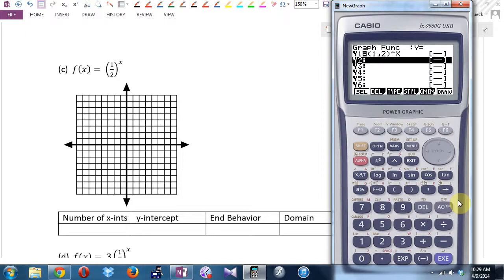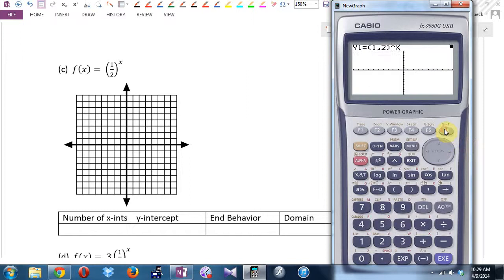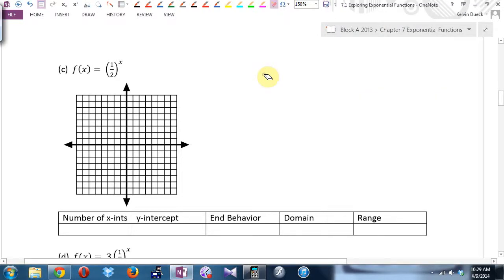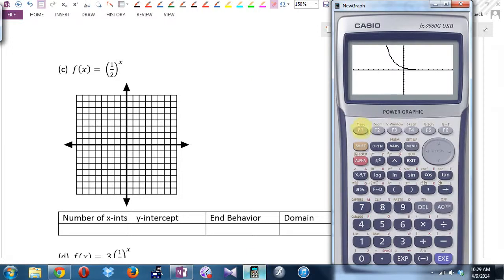What's that one look like? Same shape, but different. Instead of starting shallow and getting steeper, it starts steep and shallows out. Which actually, I guess, sort of makes a little bit of sense. A 1/2 as a fraction, it gets smaller. In fact, if we wanted to, we could make a table of values. You know what? Let's use our trace button.